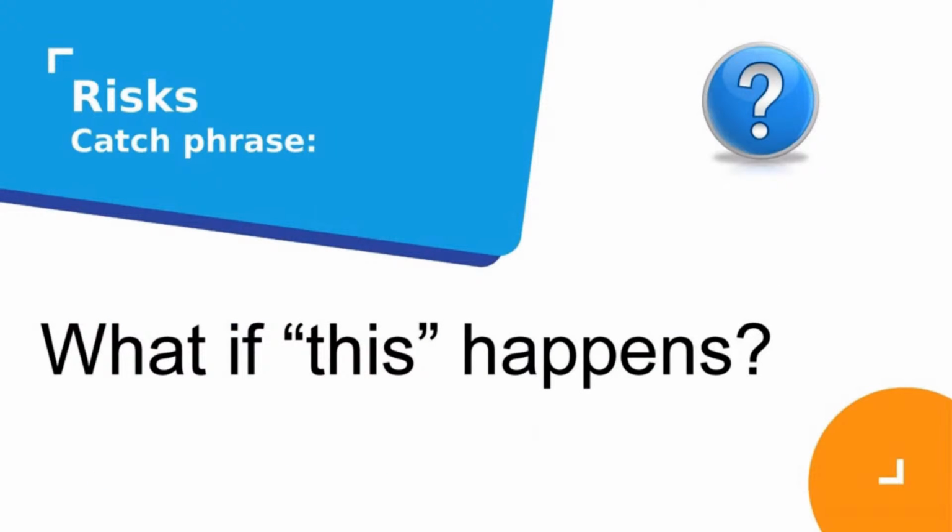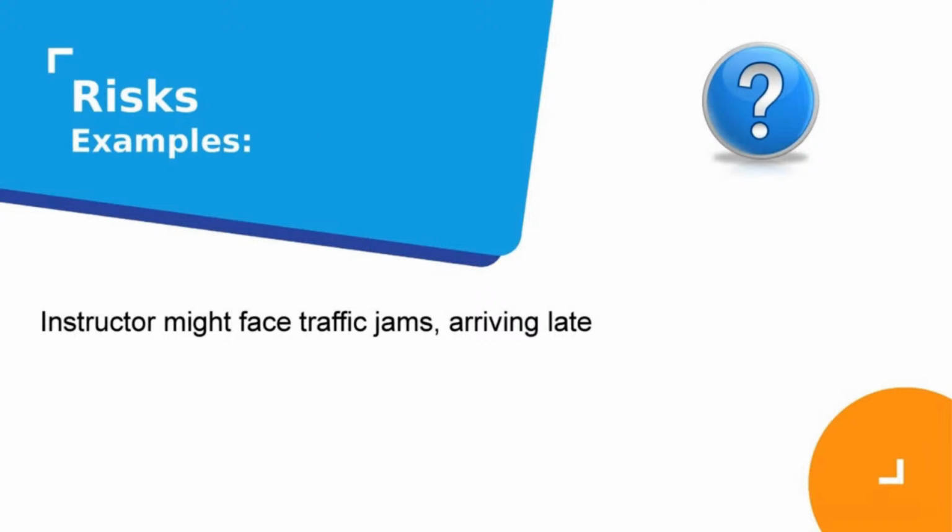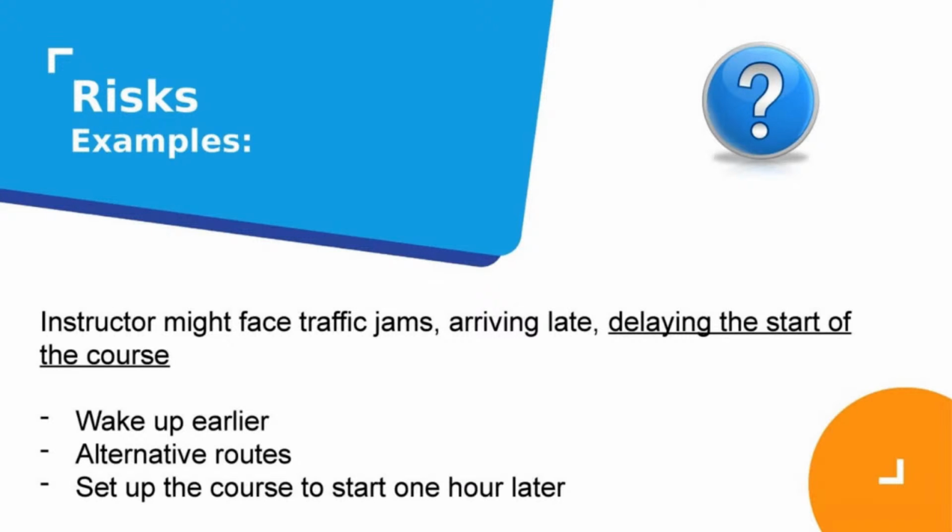What if this happens? So we always think, what if that happens? And what would that make, or how would that impact my project or my activity? Let's see a few examples. An instructor might face traffic jams and arrive late. Well, that's the event. The risk is the instructor might face traffic jams, arriving late, and delaying the start of the course. You see that on the risk, we always include what is the impact of that risk on your activity or your project.